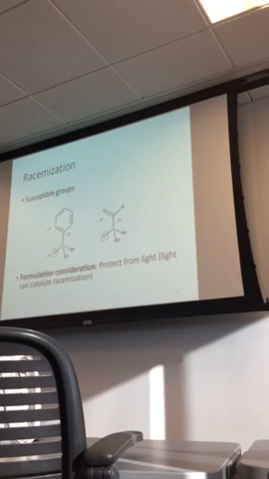And for racemization, we also protect those from light, because remember I said light can catalyze racemization. So for formulation considerations, we're just protecting those from light.